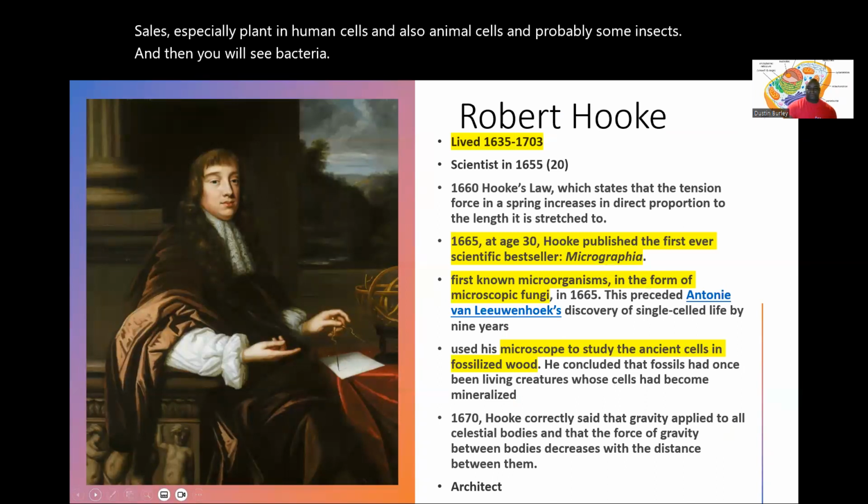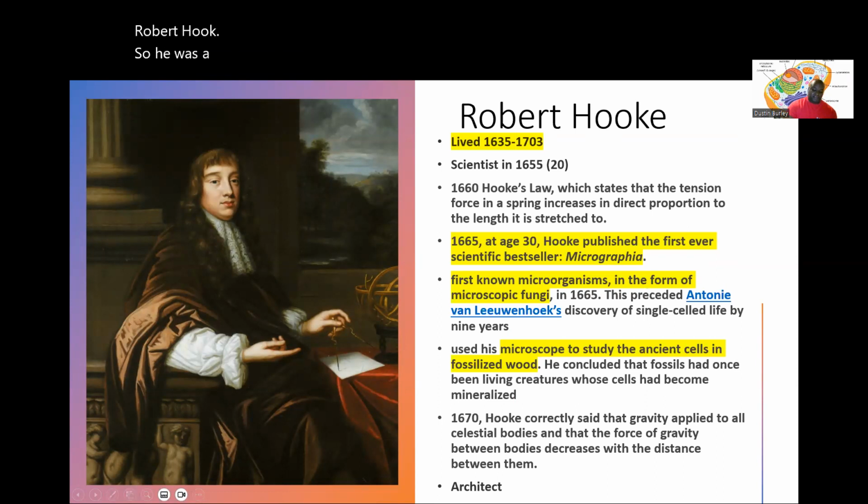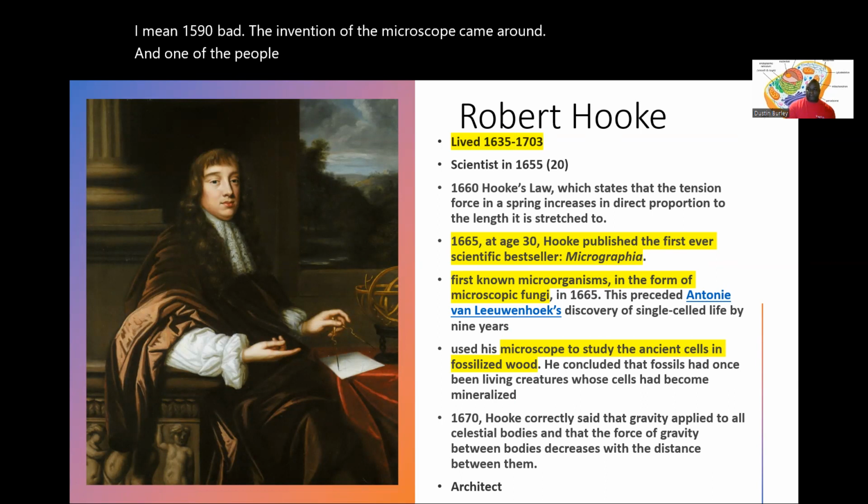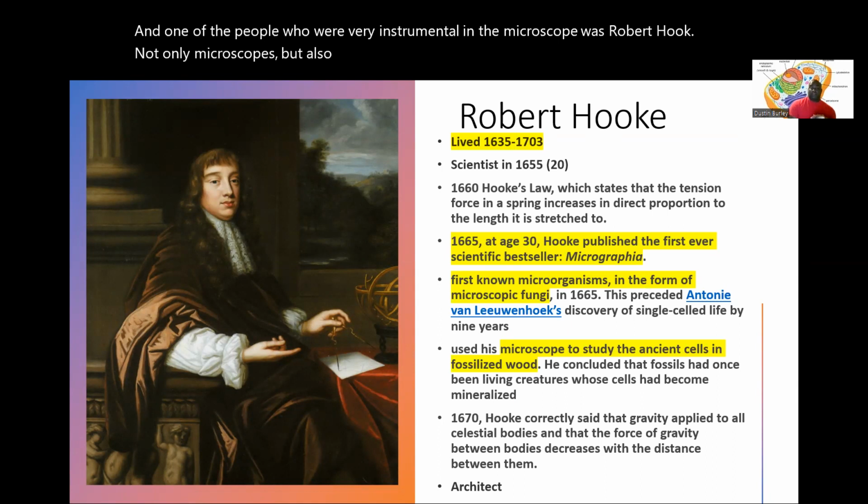Robert Hooke. So he was a very interesting guy. Around 1590, my bad, the invention of the microscope came around. And one of the people who were very instrumental in the microscope was Robert Hooke. Not only microscopes, but also using them effectively to study how things work and what they look like.